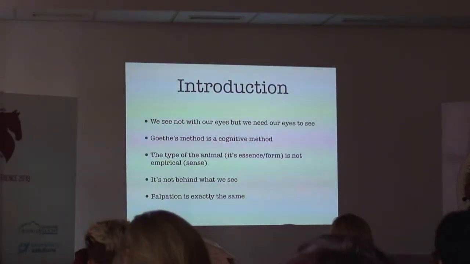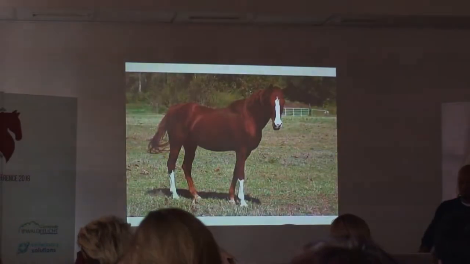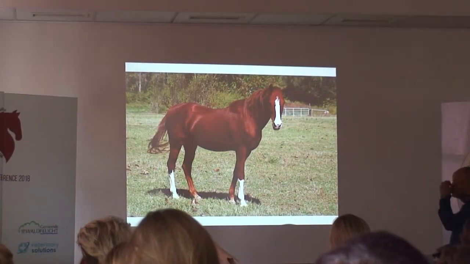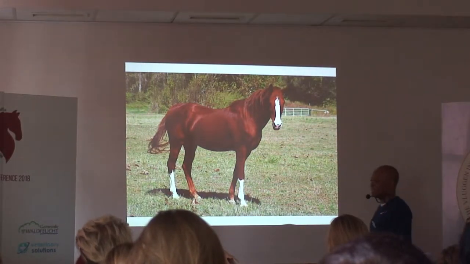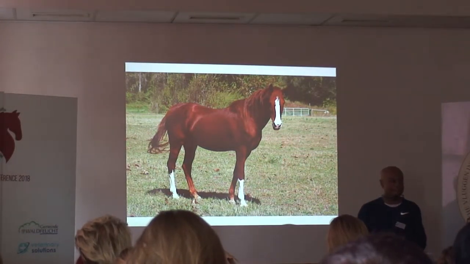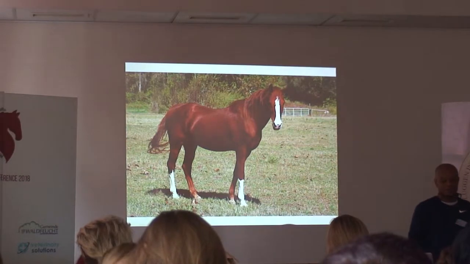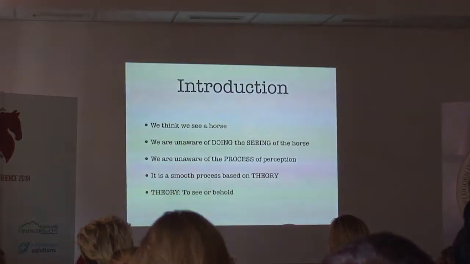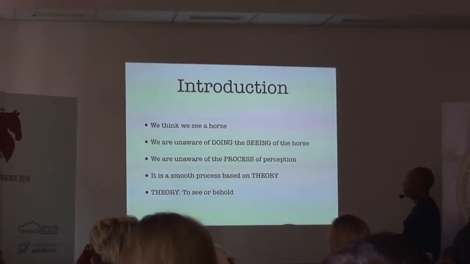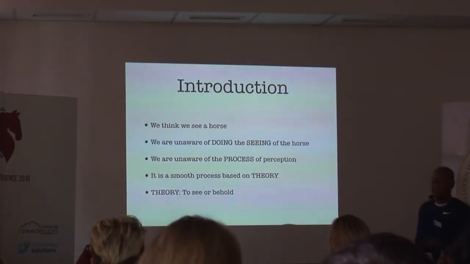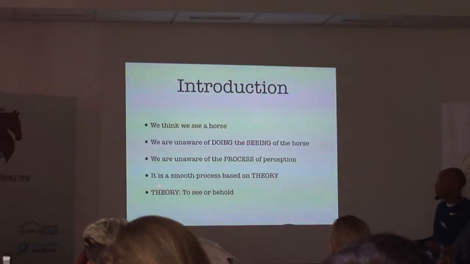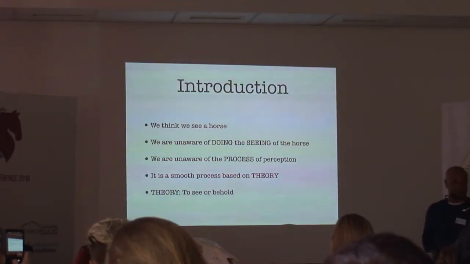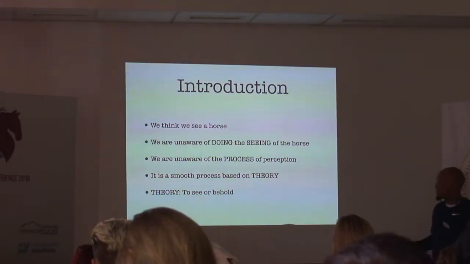There's nothing behind what you see, and this happens in palpation as well. If you saw a horse as a collection of cells, as a collection of parts, it would be meaningless. It's meaning through which you see the horse. So we think we see the horse, but we're unaware of doing the seeing of the horse. We're not passive. We're unaware of the process of that perception. Right? I need to bring that into awareness for you.